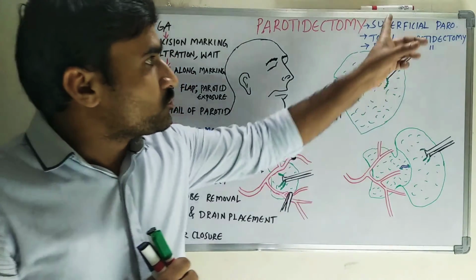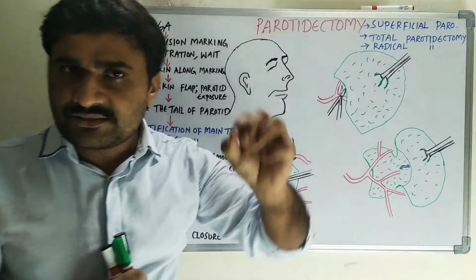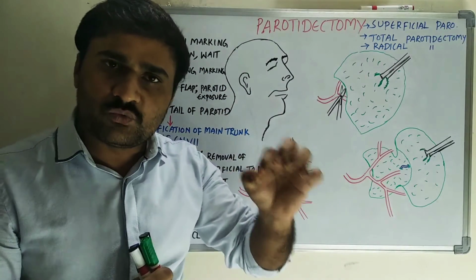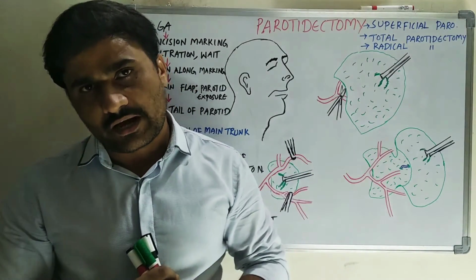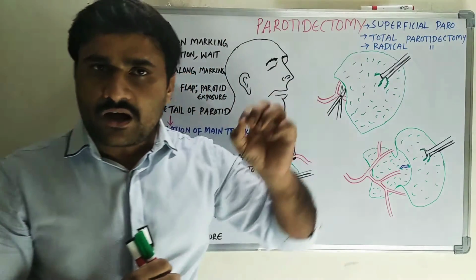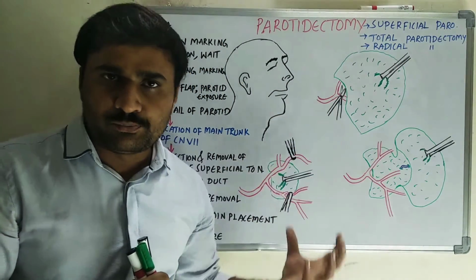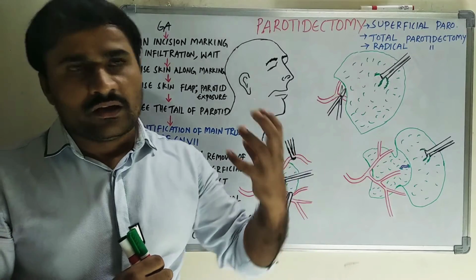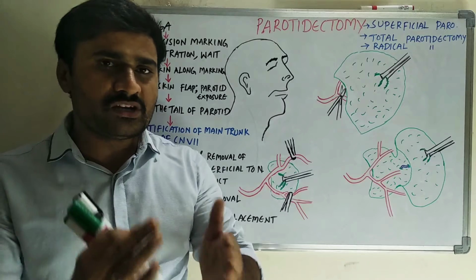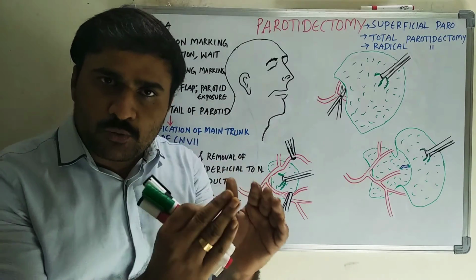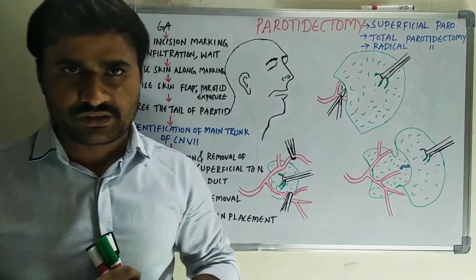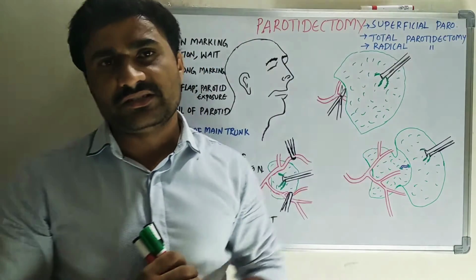Superficial parotidectomy is the option indicated in cases of tumors involving the superficial lobe of the parotid gland. Total parotidectomy is the option for tumors involving the deep lobe of the parotid gland, as well as dumbbell tumors. Dumbbell tumors are deep lobe tumors extending to the lateral pharyngeal space. In those cases, total parotidectomy is indicated.